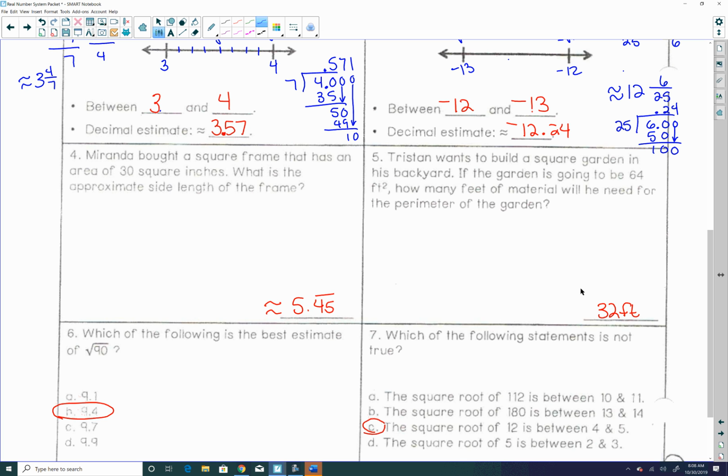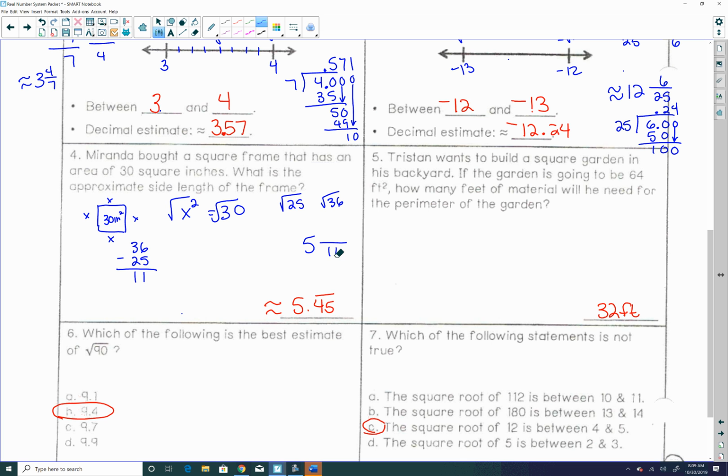Number 4, Miranda brought a square frame with an area of 30 square inches. Drawing my picture. This is 30 inches squared. So again, my side lengths are all the same. So x squared equals 30. Take the square root of both sides to figure out what the side length is. And again, it is not a perfect square. It falls between the perfect squares of 25 and 36. So it's going to be 5 and some fraction. To figure out the fraction, 36 minus 25. My denominator is going to be 11.